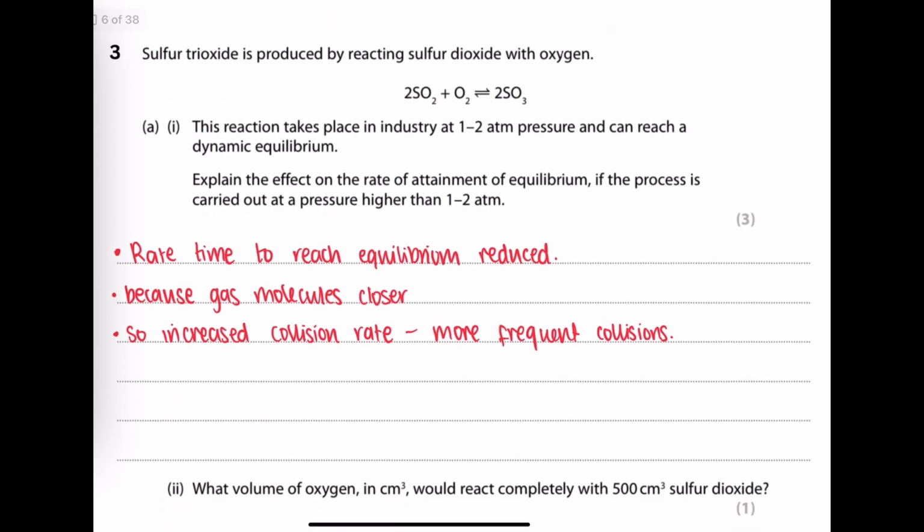3. Sulfur trioxide is produced by reacting sulfur dioxide with oxygen. The reaction takes place in industry at 12 atm pressure and can reach a dynamic equilibrium. Just seeing this here just means that it is a reversible reaction, therefore it will always reach equilibrium. So explain the effect on the rate of attainment of equilibrium if the process is carried out at a higher pressure. So over here, they only want us to talk about the rate at which they go into equilibrium.